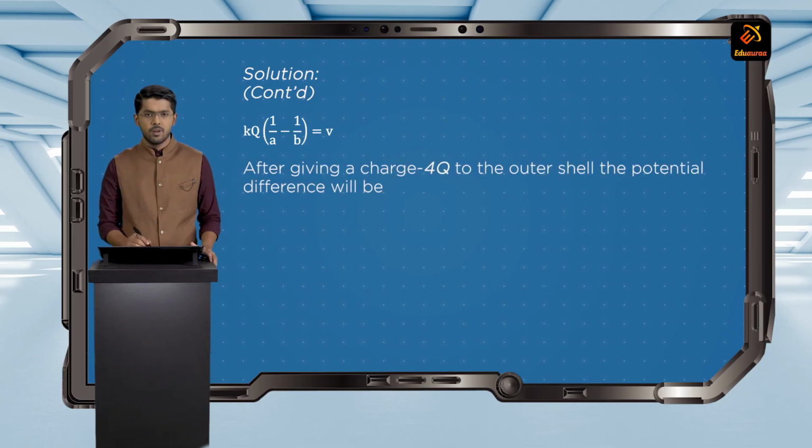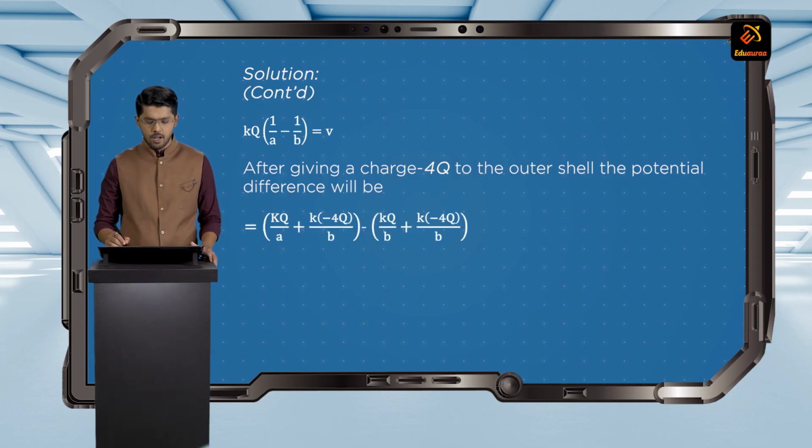Now, the question also tells you that after giving a charge minus 4q to the outer shell, we need the new potential difference. So let's go ahead and give the outer shell minus 4q charge, and the potential difference comes out to be kq by A plus k into minus 4q by B minus kq by B plus k into minus 4q by B, and this also comes out to be kq into 1 by A minus 1 by B, which is equal to V from the previous equation that we had already derived.